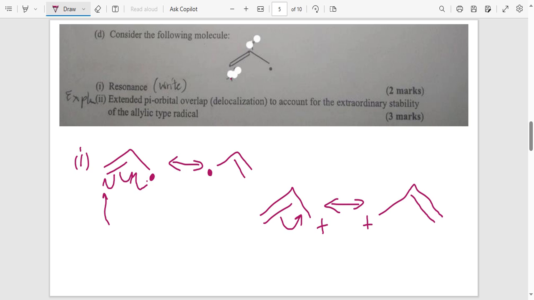The next one is saying extended pi orbital overlap, delocalization. Want to explain the extended pi orbital overlap or delocalization to account for the extraordinary stability of the allylic type radical. Now this is a primary radical. Why is it that it is very much stable? Why is it a very stable radical?